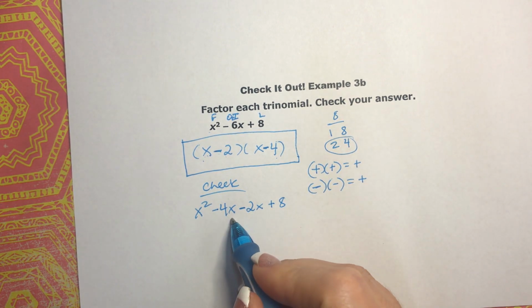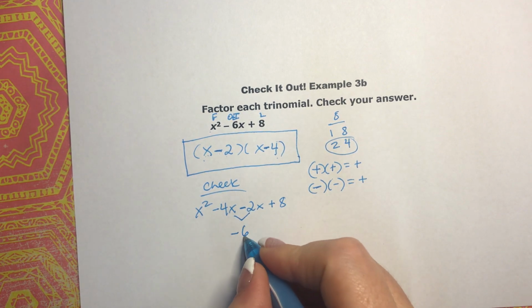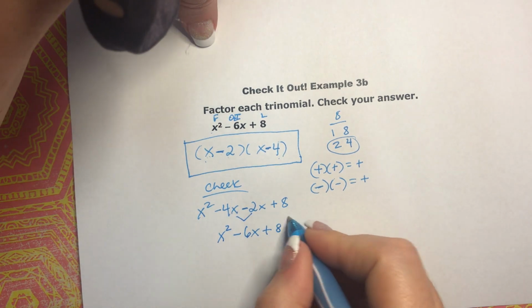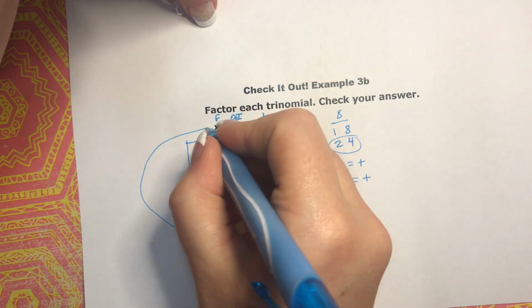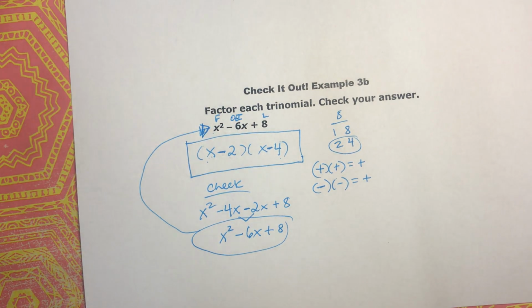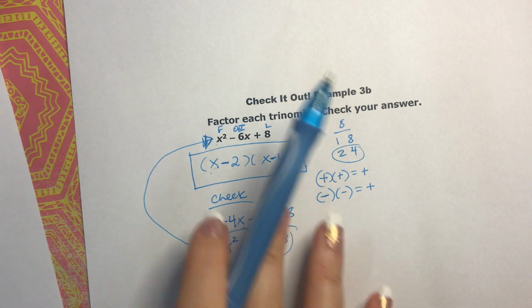This is our first, this is our last, and then we go ahead and combine that. Negative 4x minus 2x is negative 6x. x squared minus 6x plus 8. Let's see, did we get it right? x squared minus 6x plus 8. If you got that one right, wonderful, amazing job. Okay, that one was a little tricky. They threw in the plus.